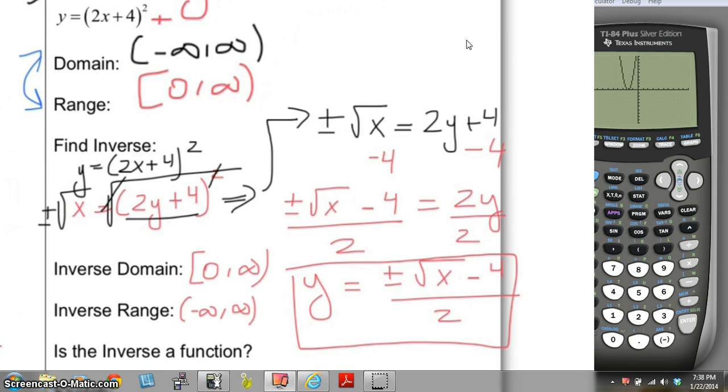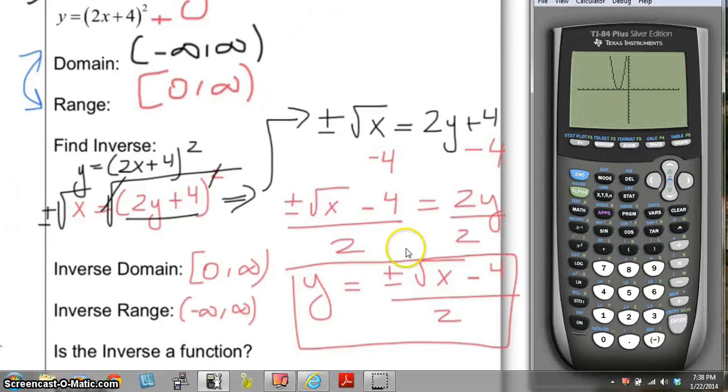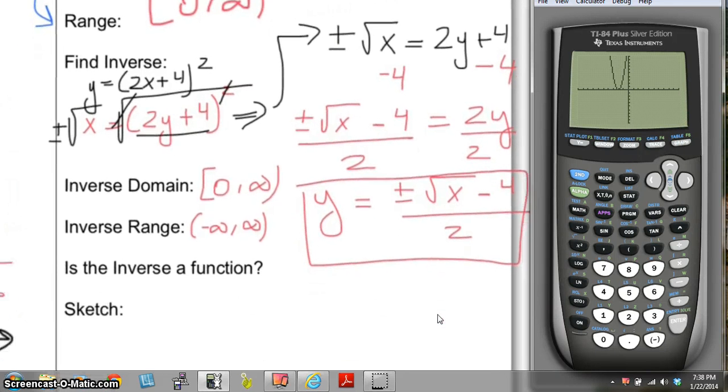Okay. Now, how can I sketch this? In order to sketch this, remember on the calculator, you would put the plus or minus. You cannot put this, so you put plus square root of x minus 4 over 2, and then on the other one, you would put negative square root of x minus 4 over 2. Now, if you're not allowed to use a calculator in my pre-AP, how can you sketch this?